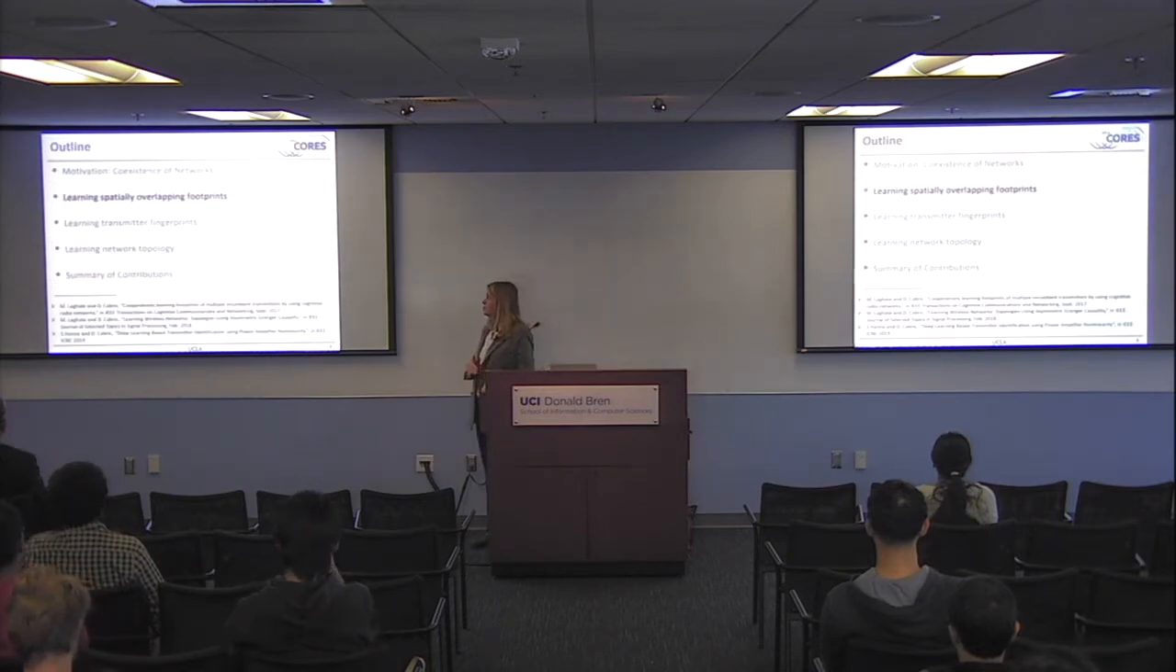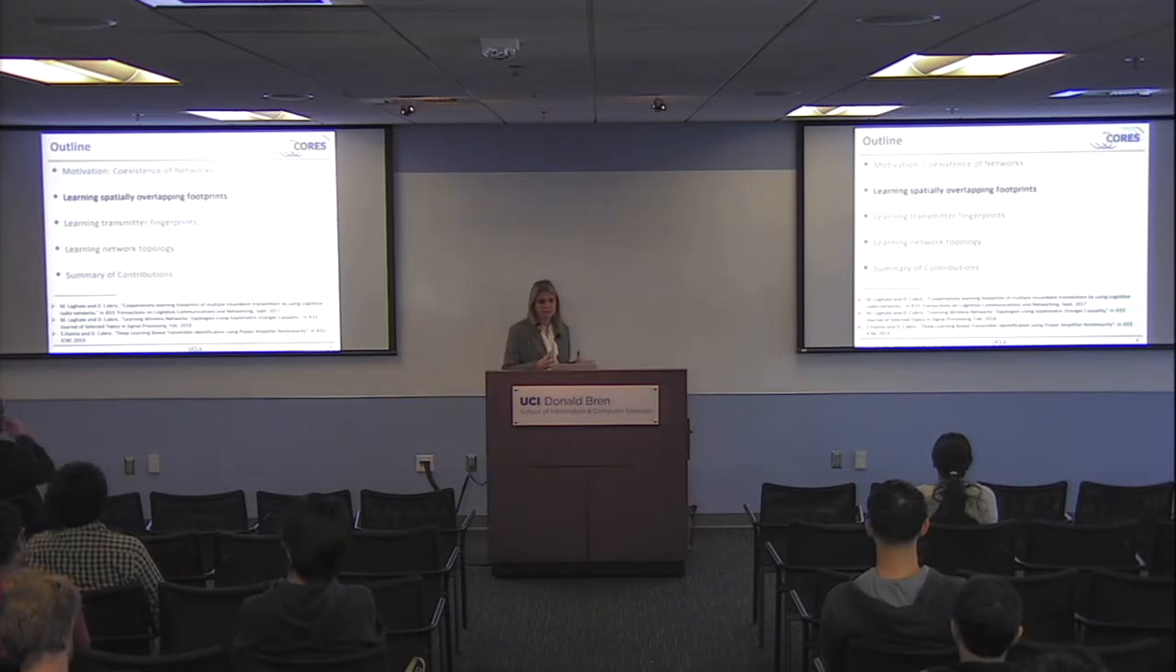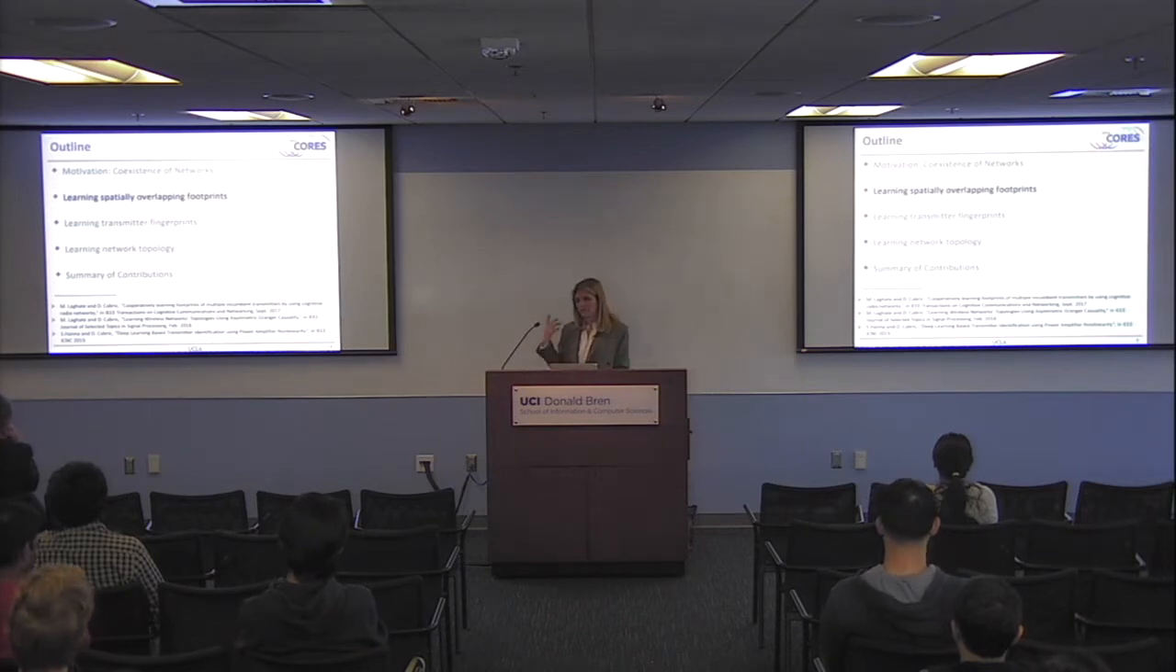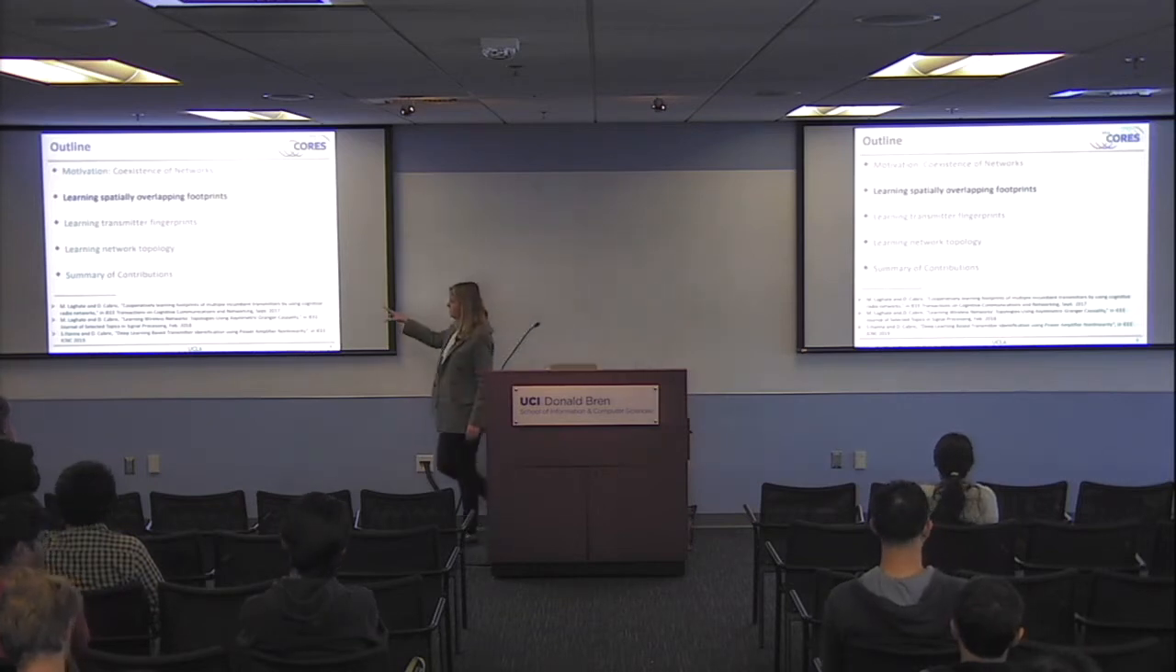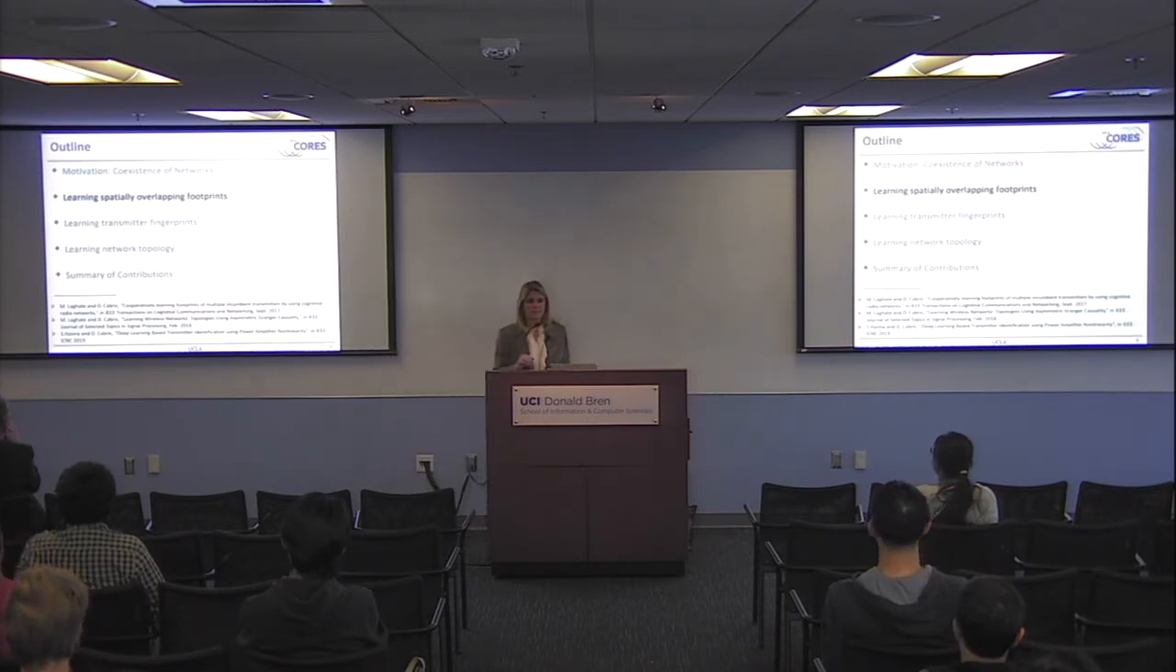The first step is to understand the spatially overlapping footprints, okay? We'll understand immediately why I'm worrying about overlapping: if there is only one transmitter, I don't have to worry about it. As soon as you start seeing multiple transmitters, they overlap in frequency as well as space. At the bottom are a few papers, for those of you who are interested in the details. I'm basing the talk on these publications.